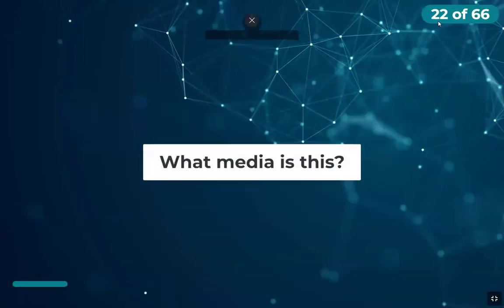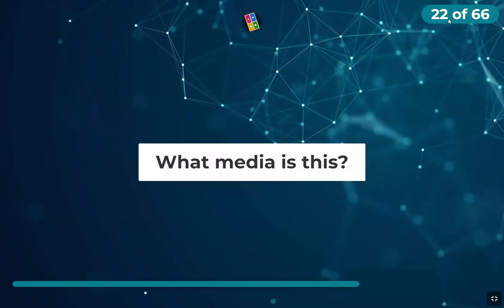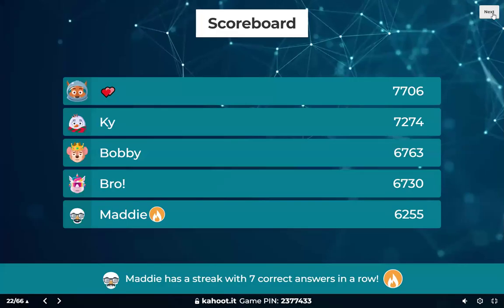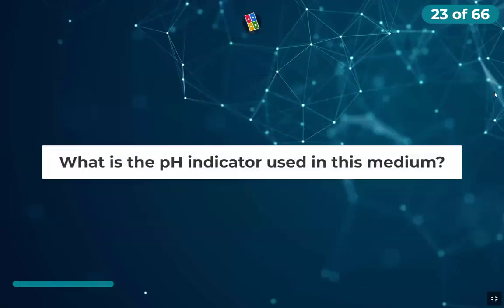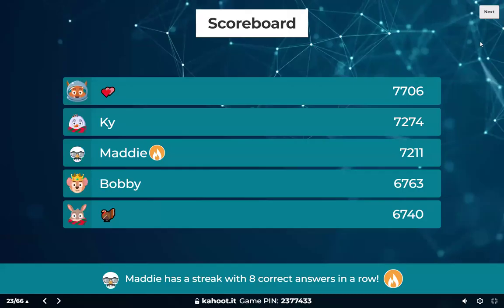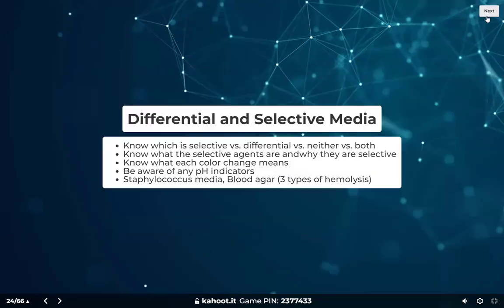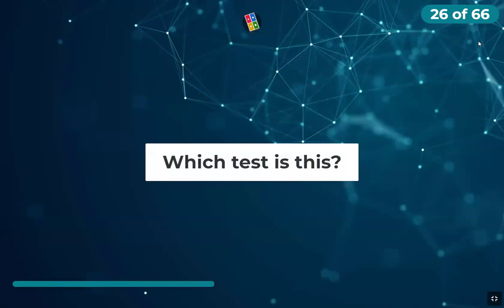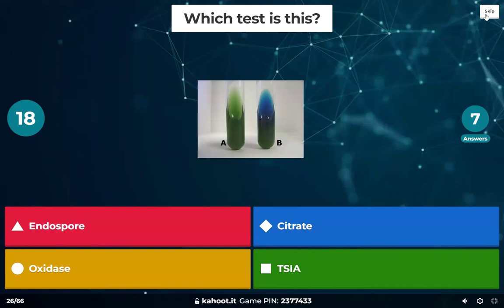All right, which media was this one? That was mannitol salts. All right. What is the pH indicator for mannitol salts? Red. And I'll put the screen down once we get to the right thing so we can see this better. All right, here we go. Now we're getting close. So that was J, that's right. I'll let you get this one. Now we're back on track.